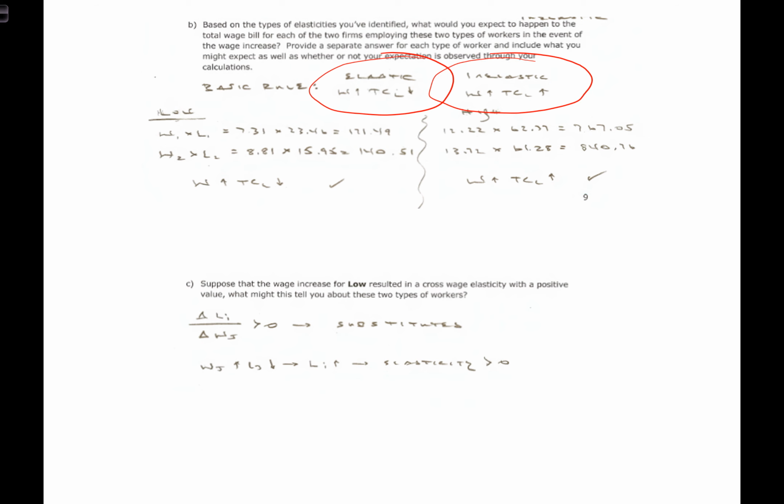Total wage bill is synonymous with total cost of labor. I then expected you, based upon what I've asked for here, to not only give me the rule, perhaps, but show it, prove it. So W1 times L1 was equal to 171.49. W2 times L2 was equal to 140.51. Well, as wage rose, total cost of labor declined. I did the same thing for the high level of labor, and we simply validated that the rules were accurate.